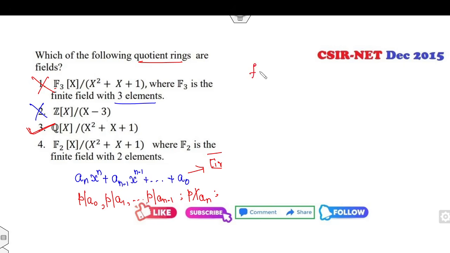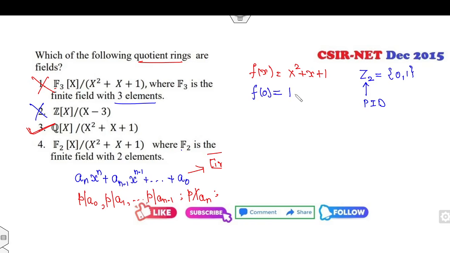F2 divided by x square plus x plus 1. F2 is a field with two elements. I can choose Z2. Fine. So clearly say Z2 is my PID. Fine. Now we will see whether it's irreducible or not.